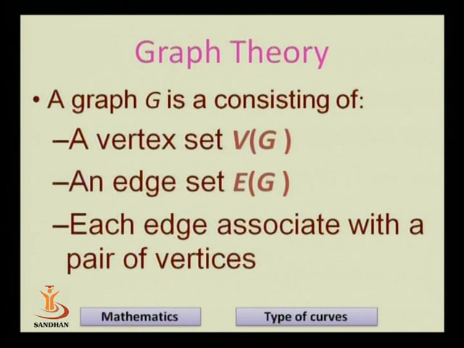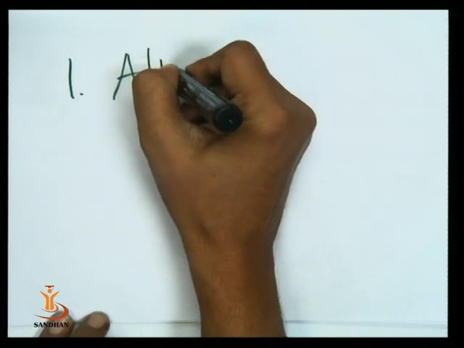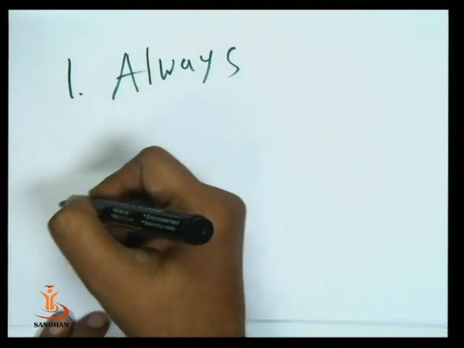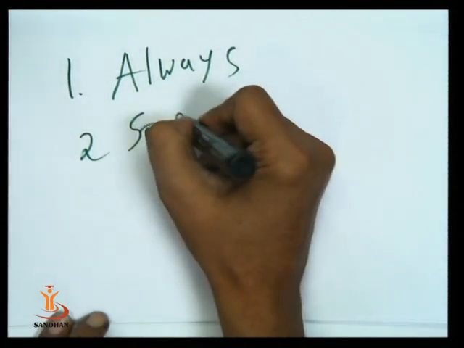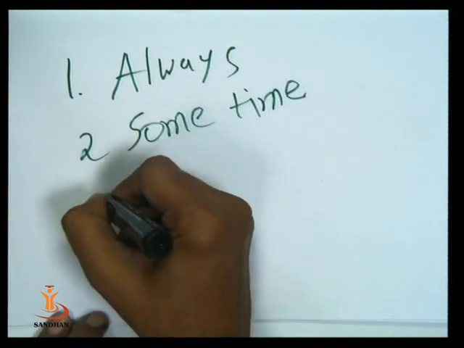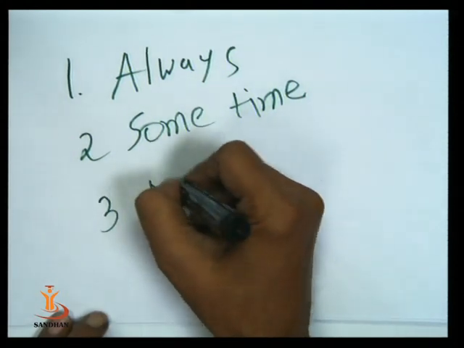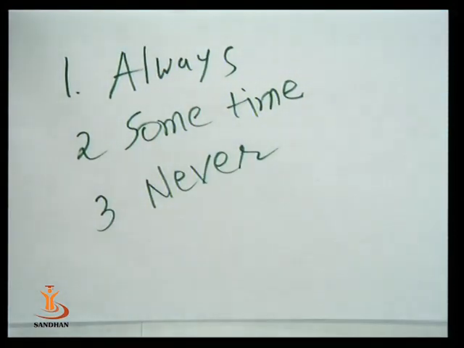Types of course, there are 3 types of course. Always travel symbol, sometime travel symbol, and remaining are never travel symbol. All these things today we see in later.